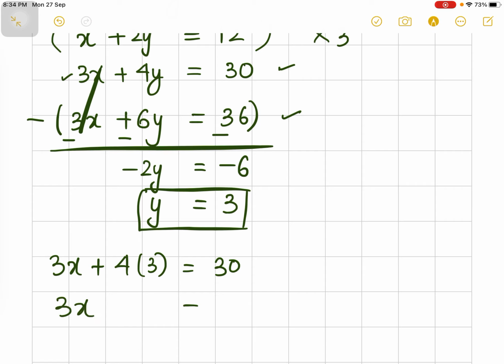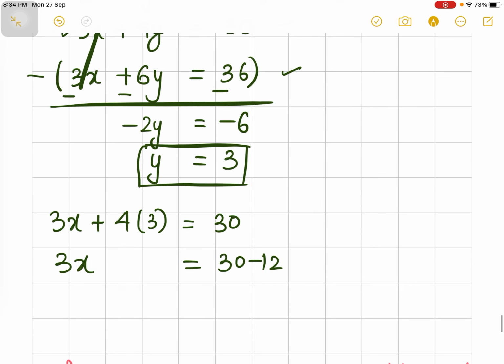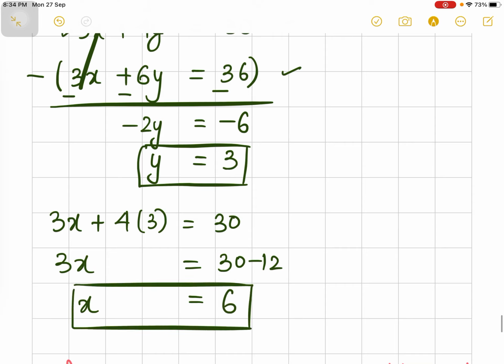So 3x will be equal to 30 minus 12. That is how much? That's 18. And x will be 18 upon 3. That is 6. This will be your answer. The answer is x equal to 6 and y equal to 3.